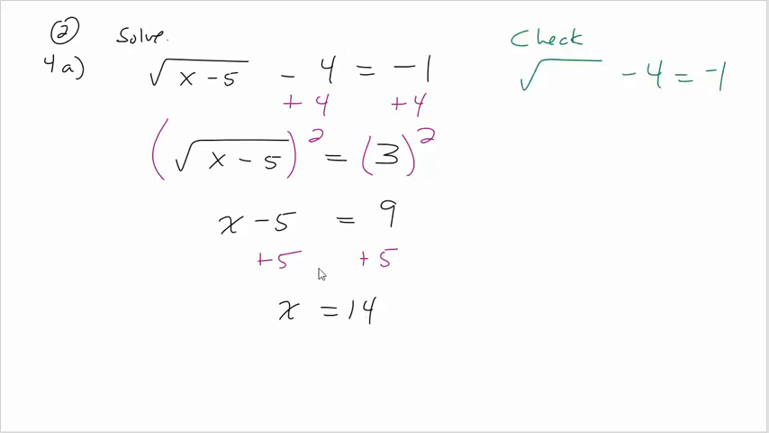So we're going to plug 14 in for x here and get 14 minus 5, and then simplify it out. So 14 minus 5 is 9. The square root of 9 is 3. Take away 4, and we do get negative 1. So that checks out. That is our solution.